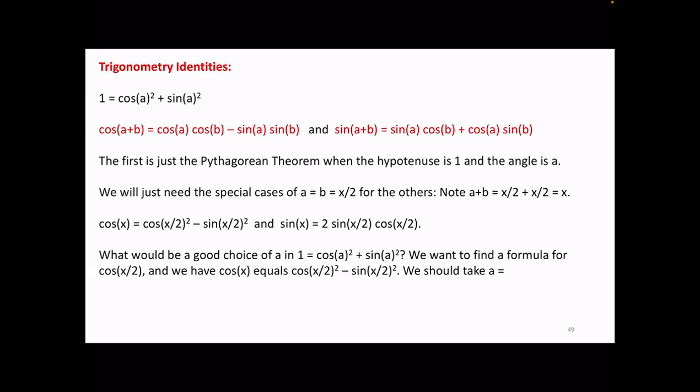You know, the simplest relation is I could take A equals x. That doesn't really help me. I want to get something involving cosine of x halves. So what might be a good choice for A?